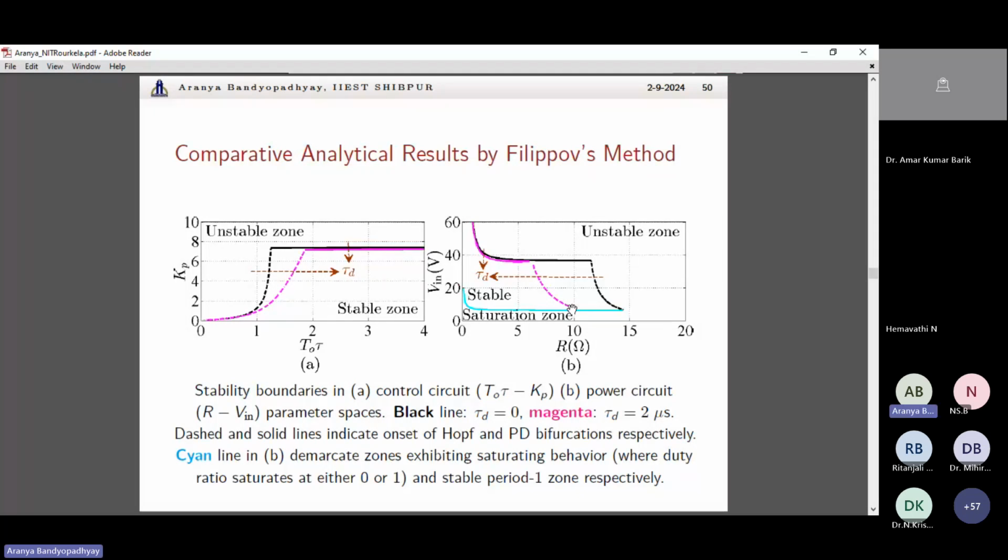The thing is that the unwanted, inherent time delay arising out of the controller circuitry is basically the opposite phenomenon to what occurs in the power circuitry due to the resistive parasitics, where the stable zones were elongated or enlarged. But in this case, the stable boundaries, the stable zones, are uniformly diminished.